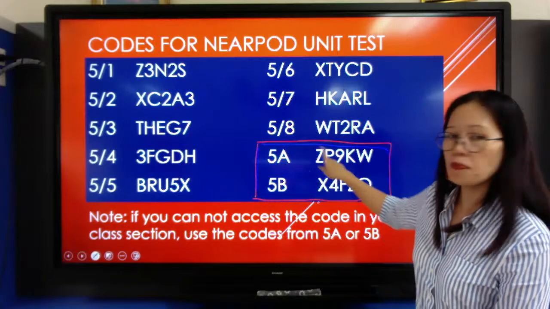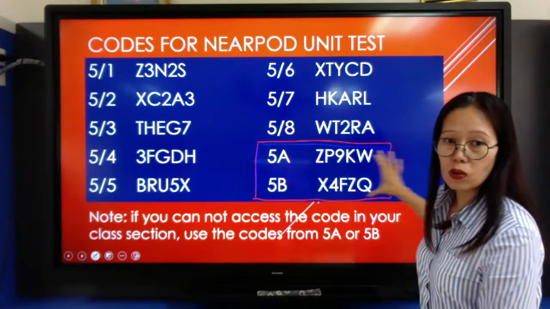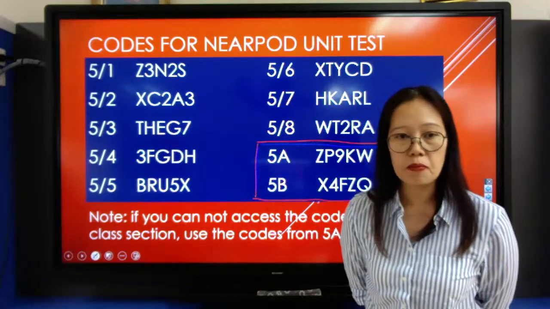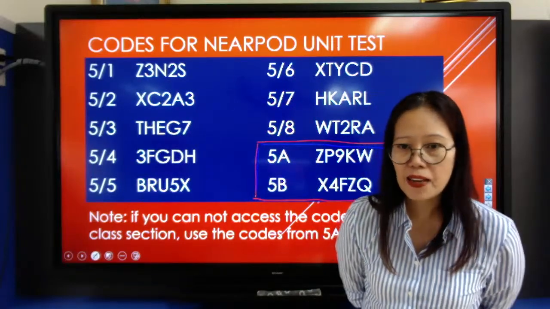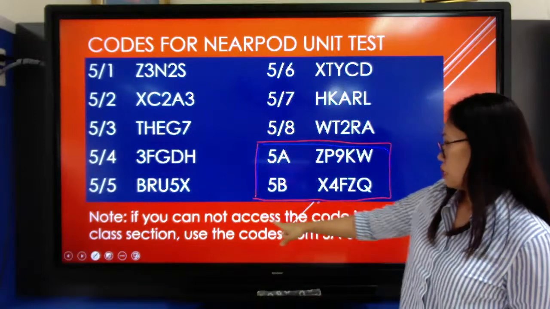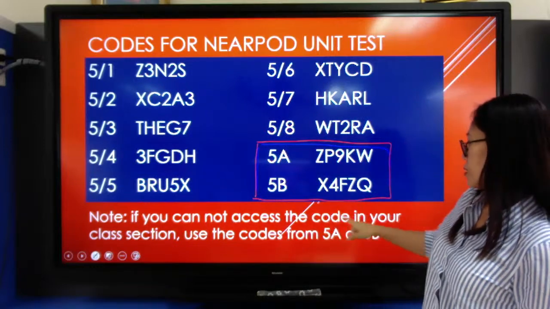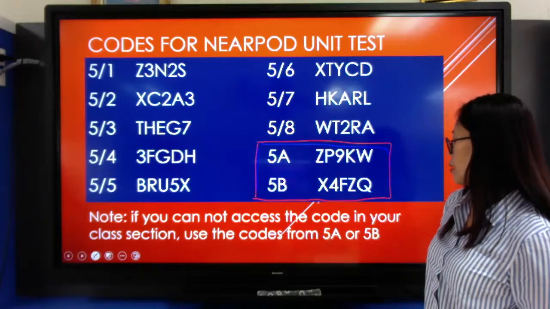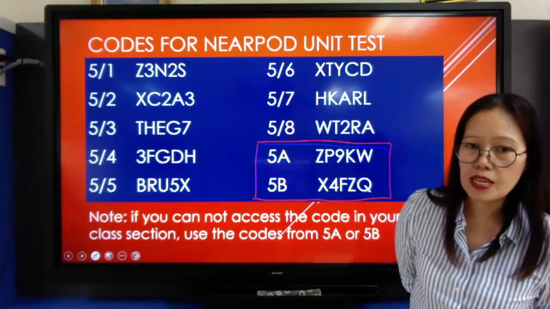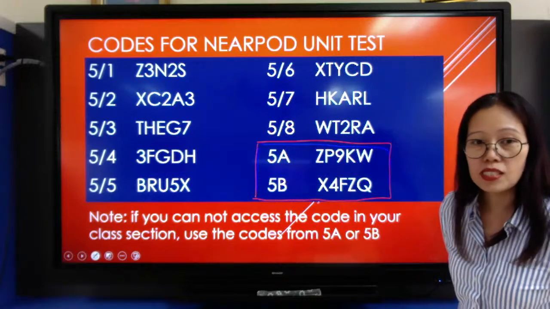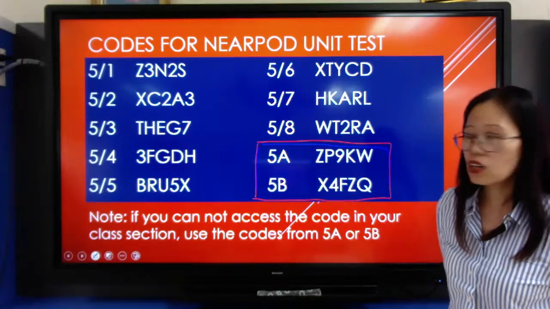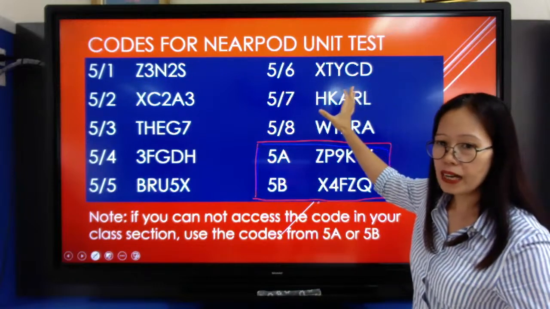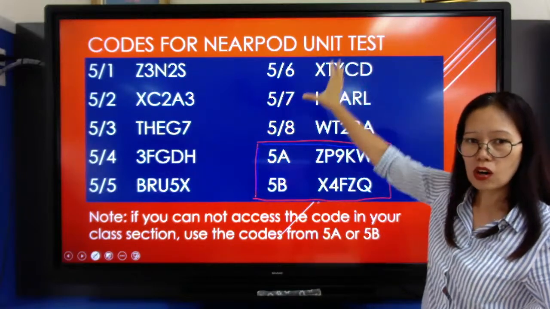So this is not for EP. Now this is for extra codes, just in case you cannot use the codes in your respective sections. Okay? All right? So I put it here. If you cannot access the code in your class section, use the codes from 5A or 5B. So please take a picture of these codes. All right? Stick to your codes. So these are now your codes. Go to Nearpad and then use these codes to join.